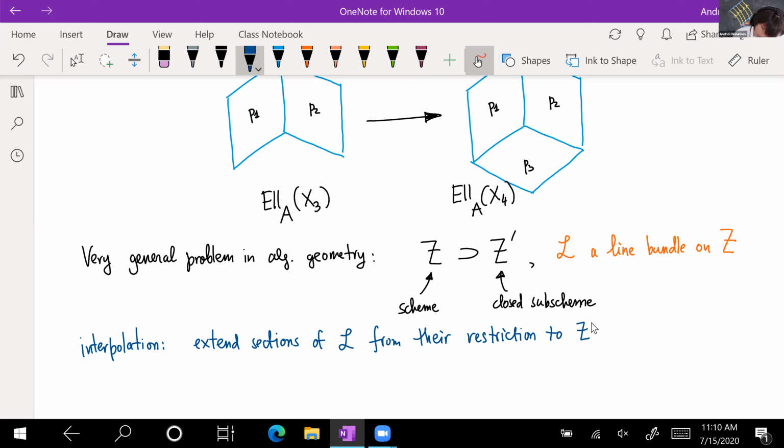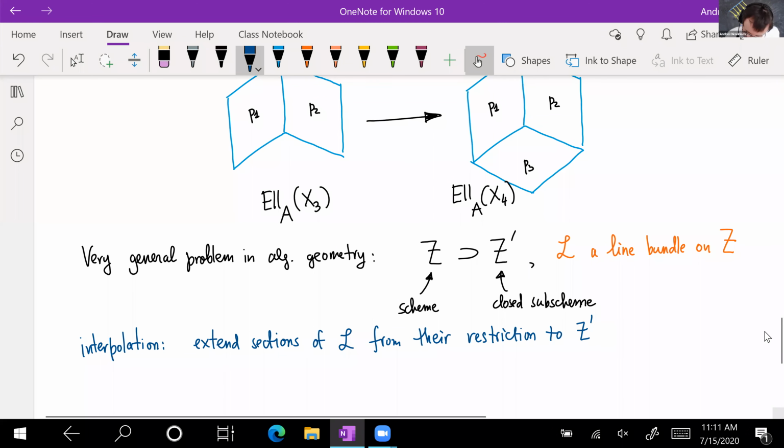to Z prime. So for example, if I want to know whether a polynomial of a given degree is determined by some number of points, like the old interpolation, this Z could be a curve and Z prime could be some number of points. Then I'm asking whether sections of some line bundle on a curve are uniquely determined by the restriction to some finite number of points. It's like the old interpolation.